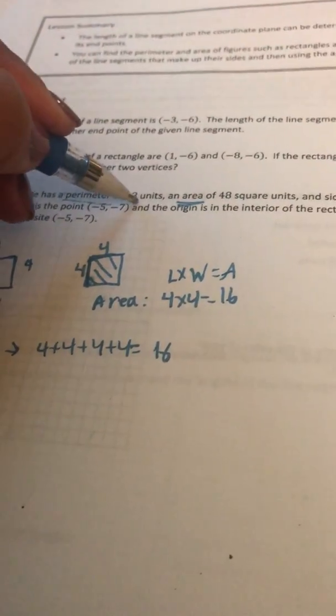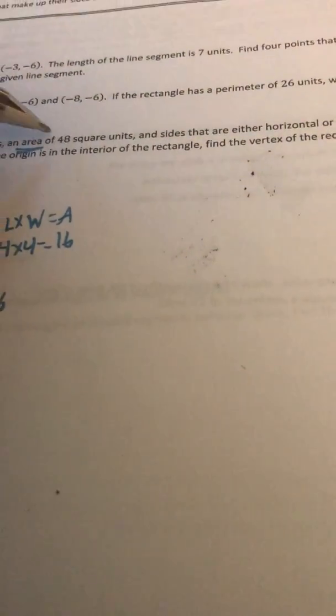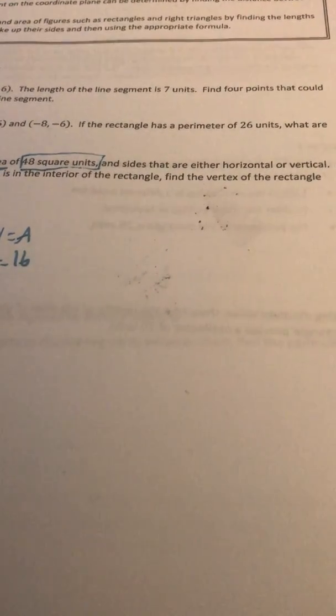So let's go back here. So it says, a rectangle has a perimeter. So we know the perimeter is 28 units. The area is 48 square units, and sides that are either horizontal or vertical, okay? We don't know if the sides go up or down. Horizontal is side to side, vertical is up or down.